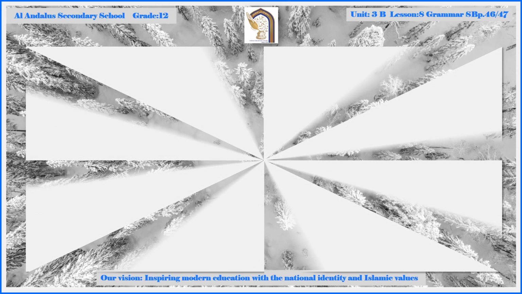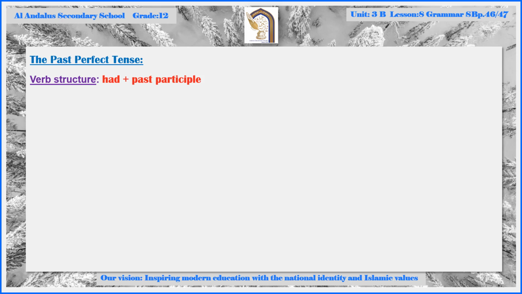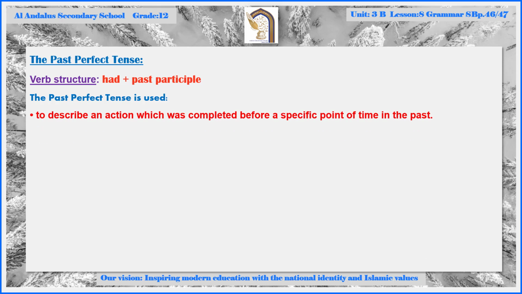First, let's check the structure of the verb in the past perfect tense. As you can see, the structure of the verb is had plus the past participle. Now, why do we use the past perfect tense? The past perfect tense is used to describe an action which was completed before a specific point of time in the past. So, before that specific point of time in the past, the target action was totally completed.